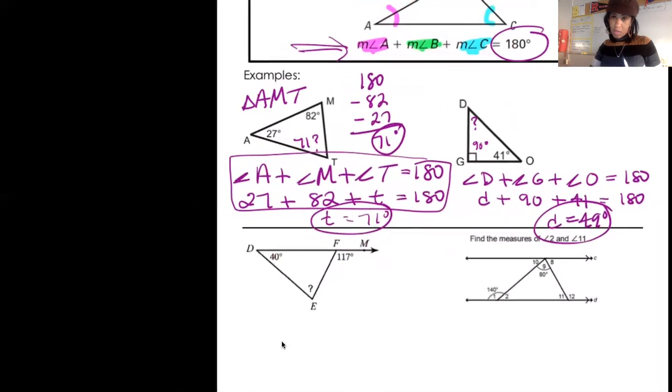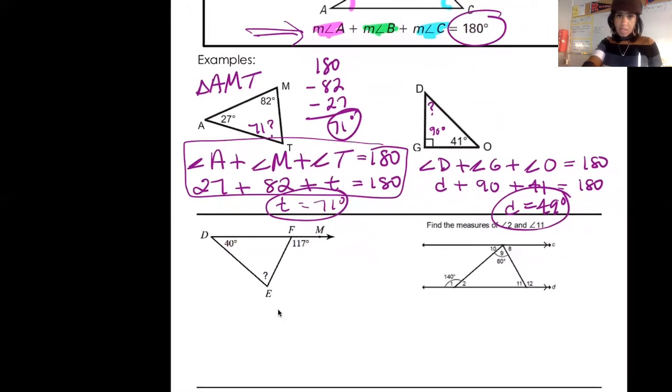Let me zoom in on this one. So in this problem here, they want us to find the measure of angle E right here, okay? We're given angle D is 40, and we know that there's a triangle in here. Let me trace the triangle. And we know we need the three interior angles. So we have the unknown, we're given one. We need this one to be able to find that missing one, right?